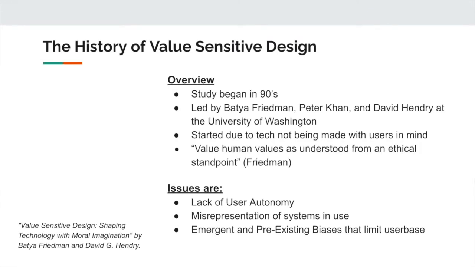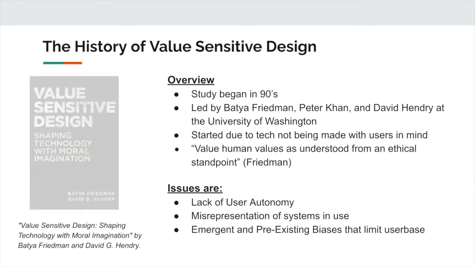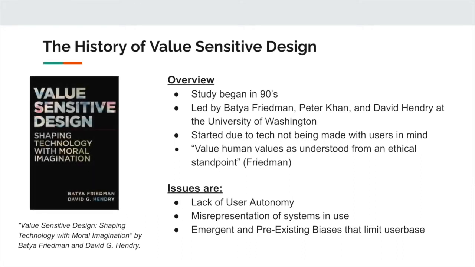The study of value-sensitive design began in the 90s by Batya Friedman, Peter Kahn, and David Hendry at the University of Washington. The study began as an answer to the emerging issue of technology not being made with the user in mind. In the 1996 sixth issue of Interactions, a journal for human-centered computing and interaction, Friedman stated that the purpose of value-sensitive design was to value human values as understood from an ethical standpoint.